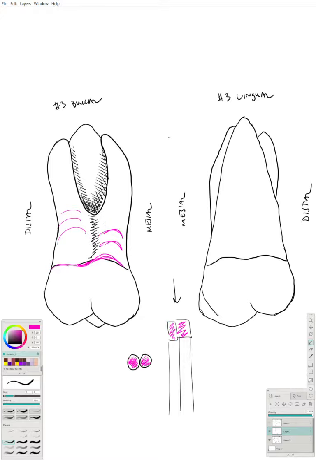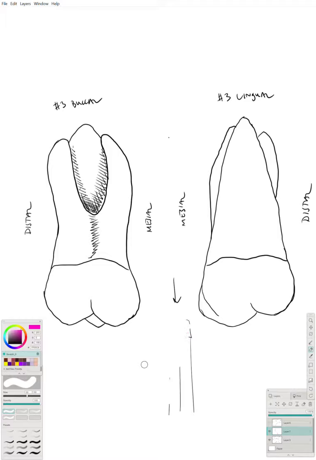So just bear that in mind. The CEJ is going to look really, really different. The measurements still are the same, so you're still going to use the measurements that are given to you in the instructions, but the way that it's drawn onto the tooth is just going to be a little bit different.